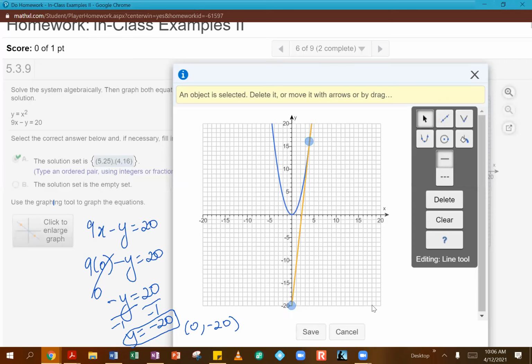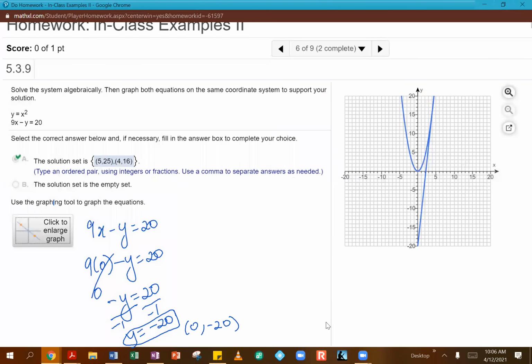So what's happening over here is, this is kind of dumb on the designing part of things, because if your solution set is 5 and 25 as one of the ordered pairs, obviously our grid should have been a little bit bigger than what they are showing us over here. So obviously this doesn't help us when they leave it.